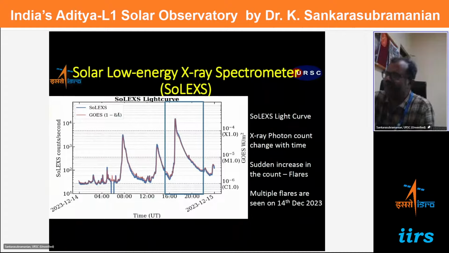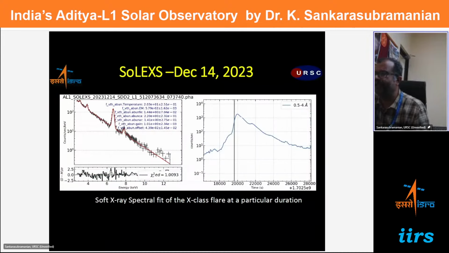As you know, solar flares are classified into multiple domains depending on the energetics, all the way from A class, B class, C class, M class, and X class flares. You can see that on that day, December 14, we got 2 M class flares and 1 X class flare. So this was the first biggest X class flare of 2023, caught by the SoLEXS instrument on board Aditya-L1.